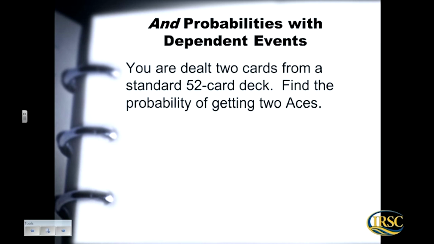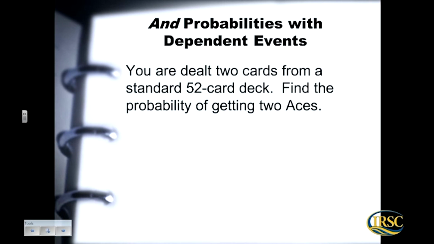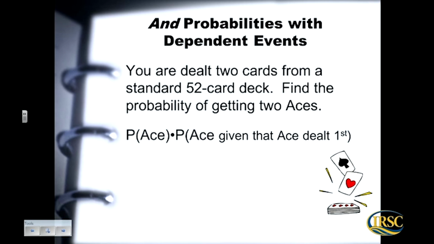Okay, so you're dealt 2 cards from a standard 52-card deck. Find the probability of getting 2 aces. Okay, so here's what you're hoping for, 2 aces. Now again, you're dealt 2 cards, so when you get the first one, that's not going back into the deck. You're going to keep it, and then you're going to get the second one. So that's how these are dependent events. All right, so we are finding the probability of an ace times the probability of an ace, and again, change this word to assuming that ace was dealt first.